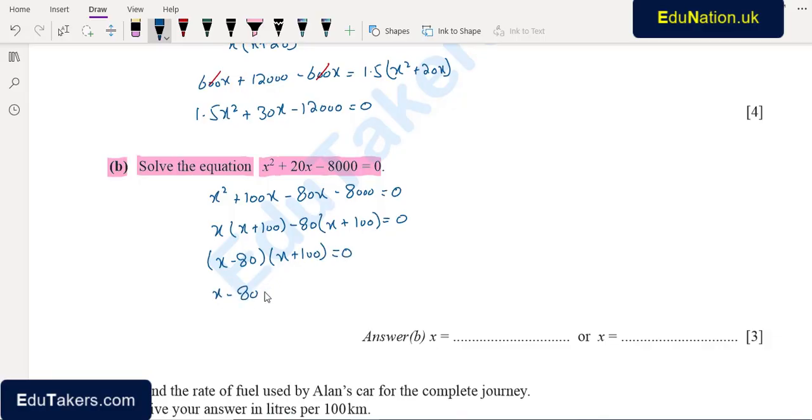Now either x minus 80 equals 0 or x plus 100 equals 0. So x is equal to 80 or x is equal to minus 100.